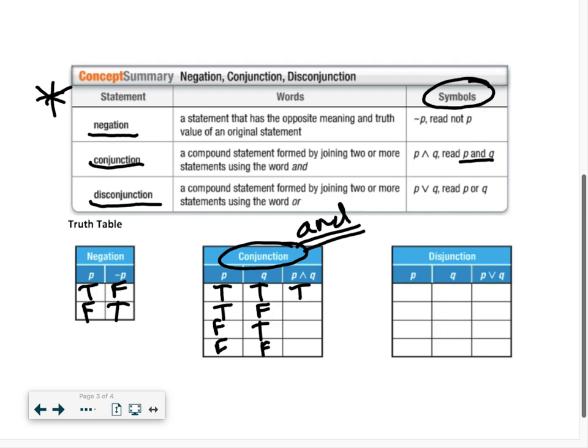So this first case, the and is true. The second case, we have true and false. Are both true? No. So the whole thing is false. Here we have false and true. So it's false. Again, both have to be trues in an and. And then we've got false and false, so of course no true at all. So it's going to be false.